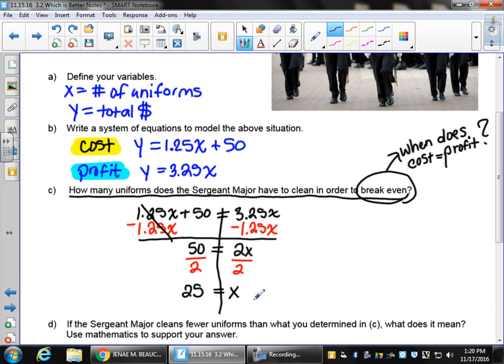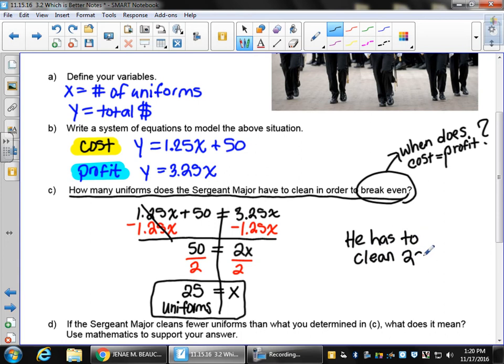And then what does 25 represent? Let's come back up here and look. X is number of uniforms. 25 uniforms. Using the sentence to write our answer, he has to clean 25 uniforms to break even.